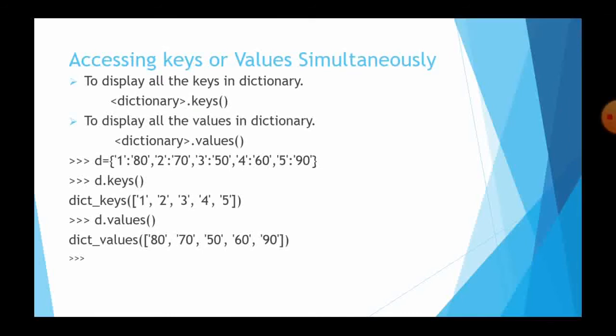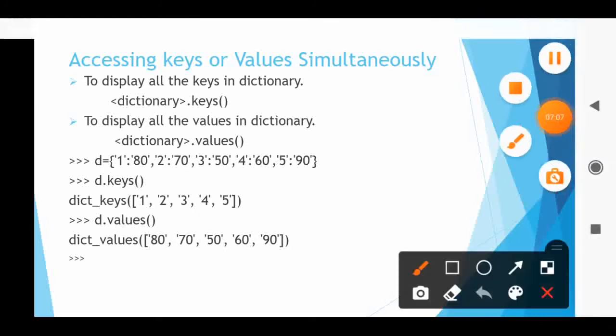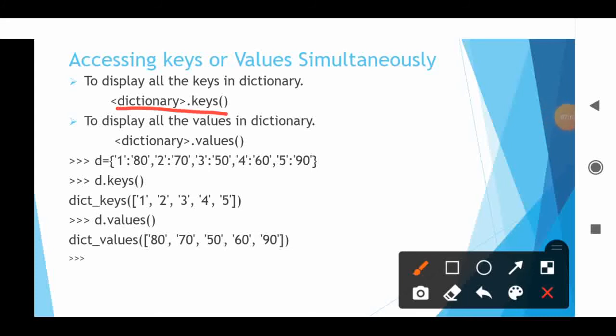Accessing the keys or values simultaneously. To access the keys and to access the values, there are two functions. If you want to display all the keys in the dictionary, you can use the dictionary dot keys function. If you want to display the values, you can use the dictionary dot values function. So we have created D equal to a dictionary with some set of key value pairs. D dot keys will display the list of keys. What are the keys here? 1, 2, 3, 4, 5. So it will display the list of keys alone.